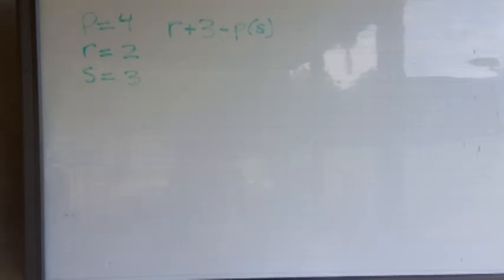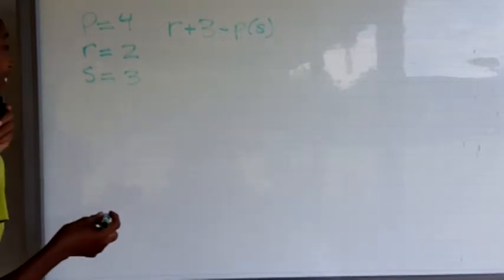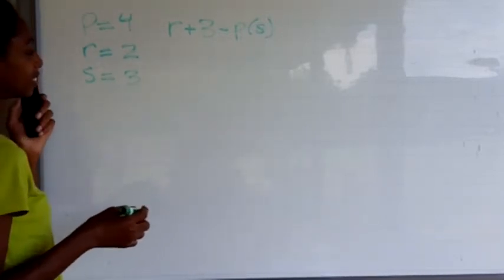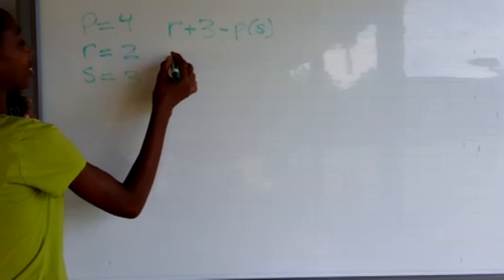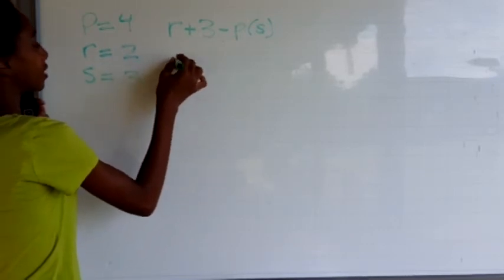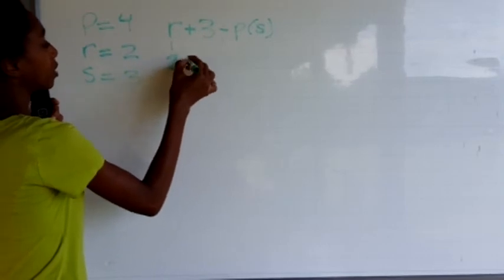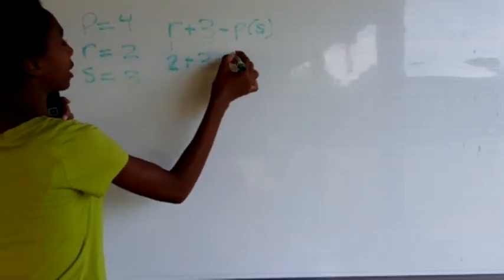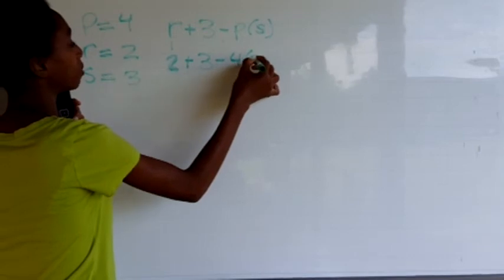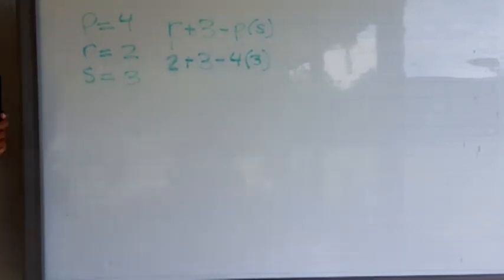Okay, so I just want to change the R, the P, and the S to the 4, 2, and 3. Alright, so we're gonna rewrite this as 2 plus 3 minus 4 times 3. And then what? Then add 2 plus 3, get 5.